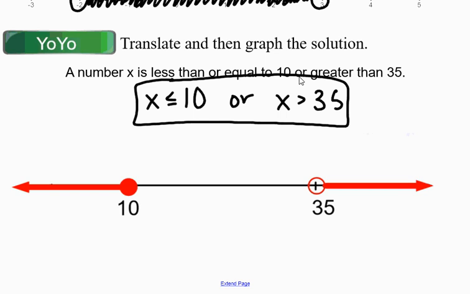And then the graph for it would be shown below. An or statement, they shoot out either side because there is no intersection in the middle. I need to be less than or equal to 10, so filled in circle at 10, or bigger than 35. If I pick any number that is bigger than 35 or less than or equal to 10, I will have satisfied the statement. So 9 would work, -3 would work, 40 would work, 22 would not work because that is not less than or equal to 10 or bigger than 35. It's actually in the middle.